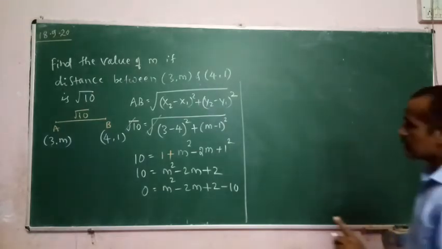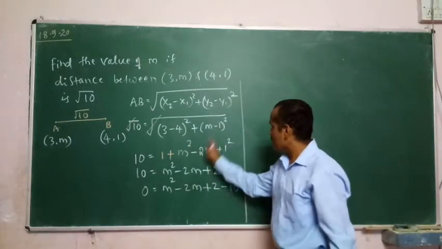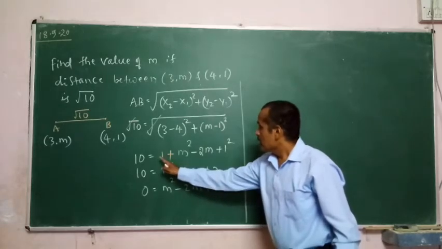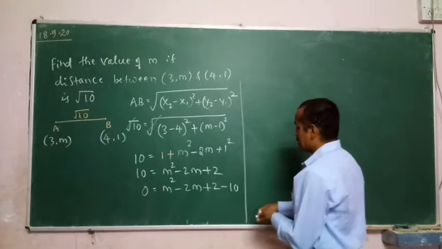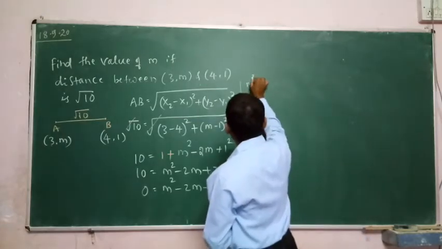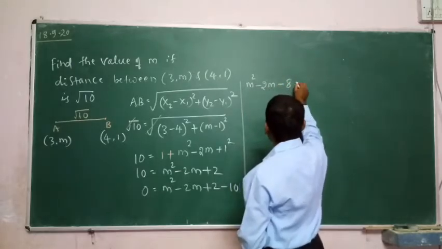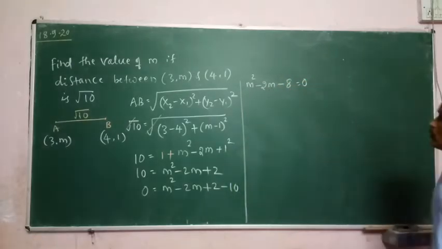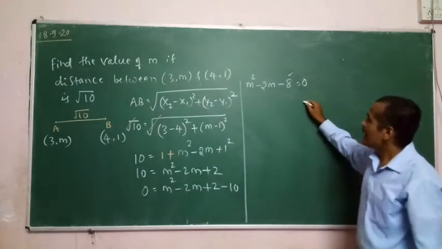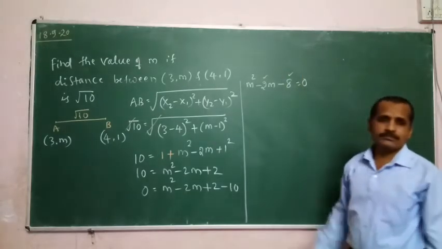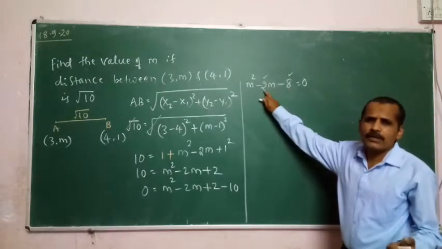x2 whole square, y2 minus y1 whole square. m square minus 2m plus 1. It is 1 plus 1, 2 minus 2. Okay, it is m square minus 2m minus 8 is equal to 0. If you multiply, you should get 8. If you subtract, you should get 2. 4 and 2 are the middle terms.